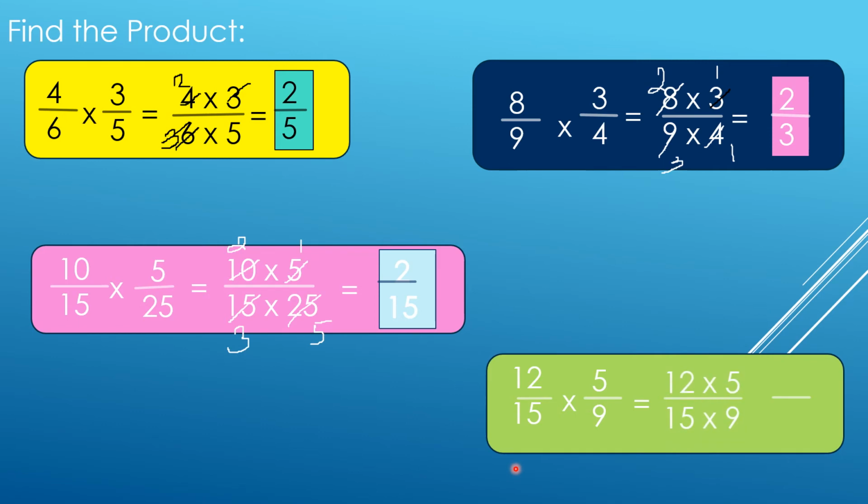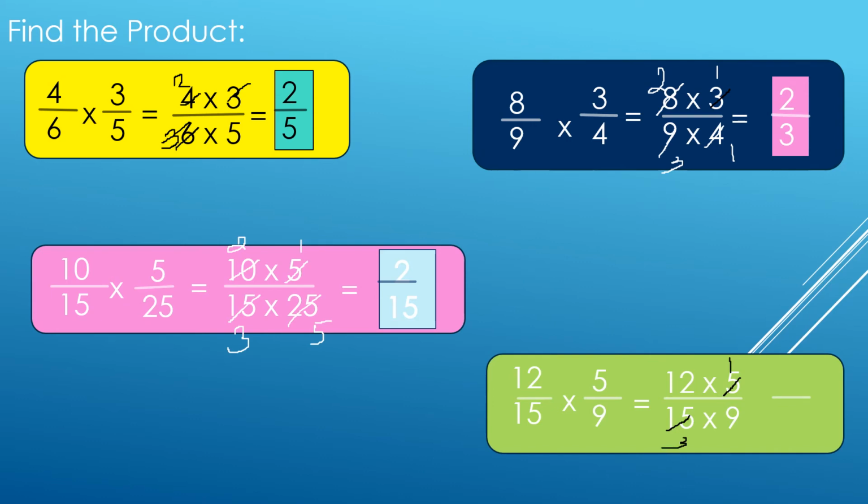So 12 times 5, 15 times 9. So ngayon, tingnan natin alin ma-eliminate natin dito. Itong 5 and yung 15. By 5, sorry. 5 divided by 5, that is 1. 15 divided by 5, that is 3.